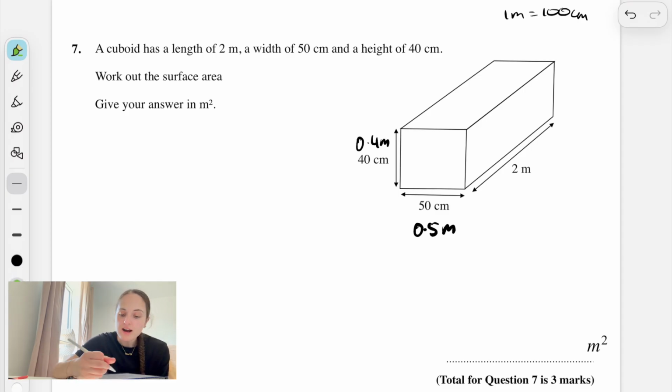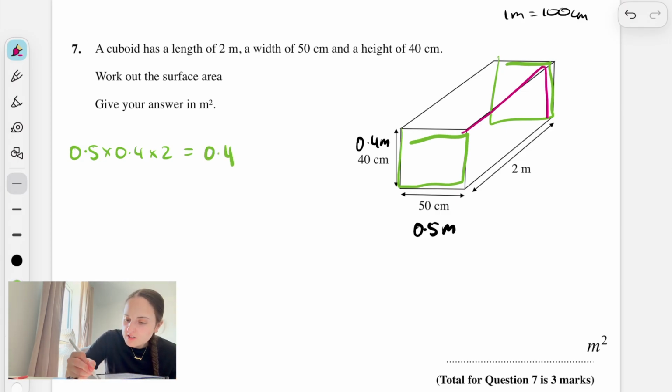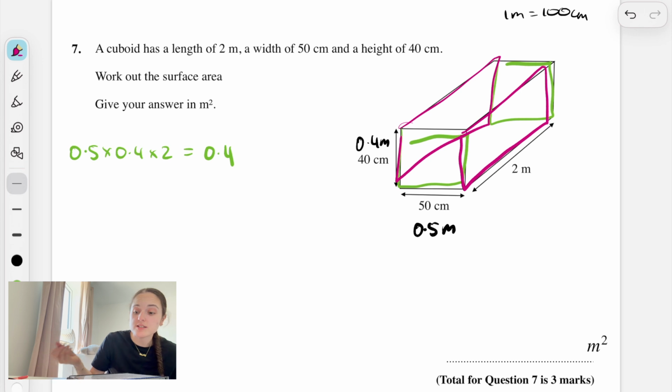So now we need to work out the area of each of the faces. So we have this front one and this back one. So it's going to be 0.5 times 0.4 times 2 because there's 2 of them. So 0.5 times 0.4 times 2 is going to give us 0.4. Now we need to work out the area of the two side faces. So it's a 2 by 0.4 rectangle. So I'm going to do 2 times 0.4 and then again times 2 because there's 2 of them. So 2 times 0.4 times 2 is going to be 1.6.